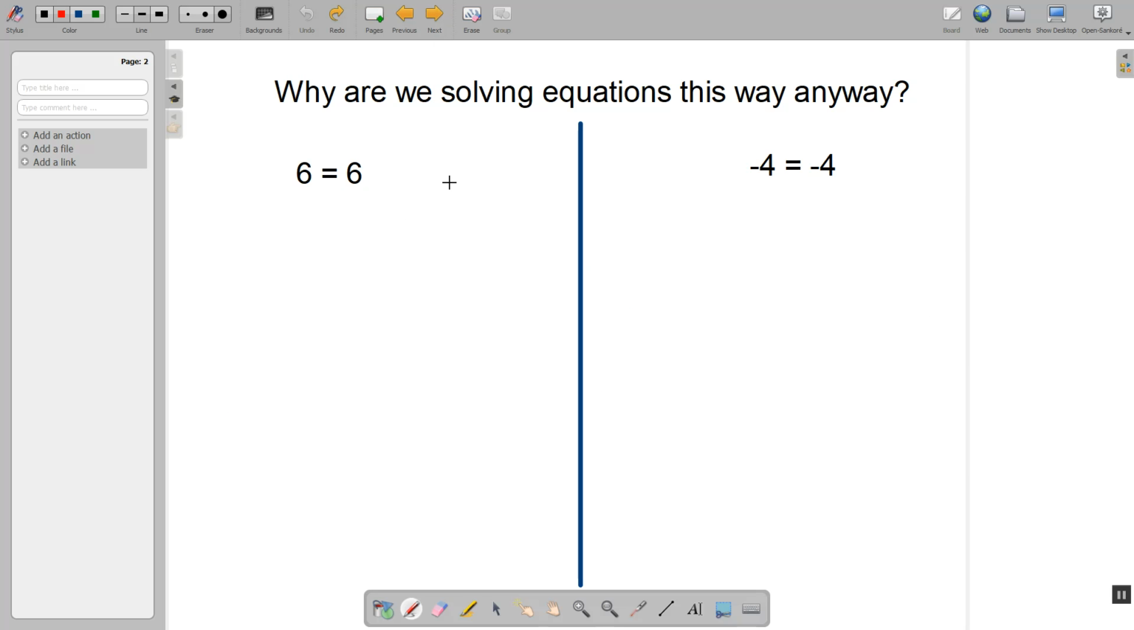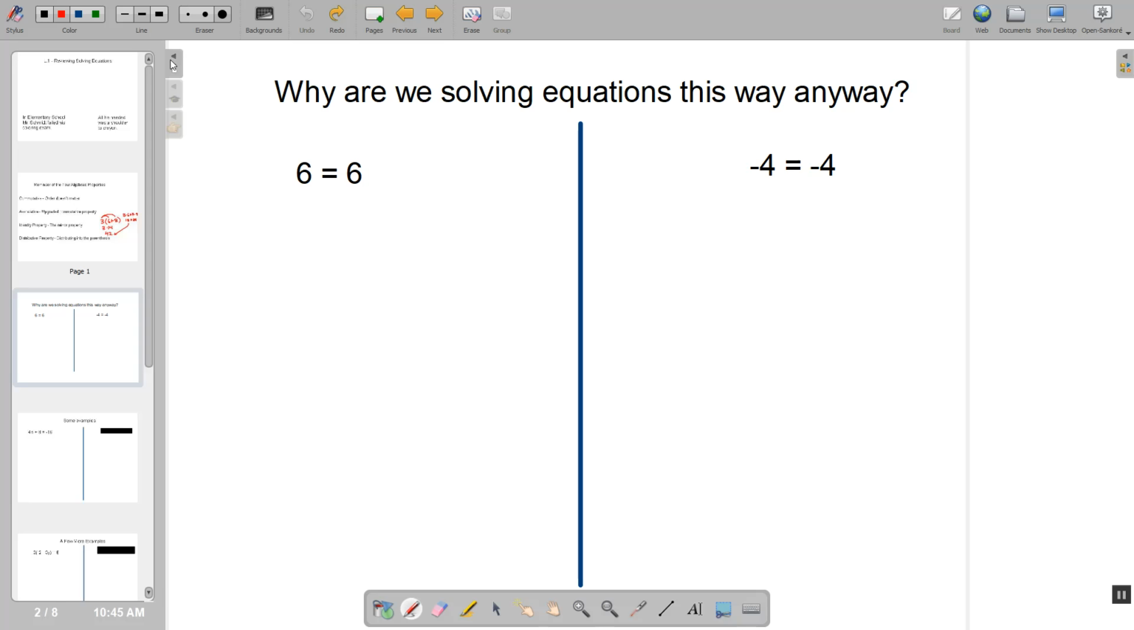Before we go on to actual examples, I want to just talk about why we solve equations the way that we do. What we're doing is we're focusing on keeping a true statement. So if we look on the left here, 6 equals 6 is true. And if we draw a line down our equal sign, which is what I always do, and we think of this as a balance or a scale, we want both sides of the scale to remain equal.